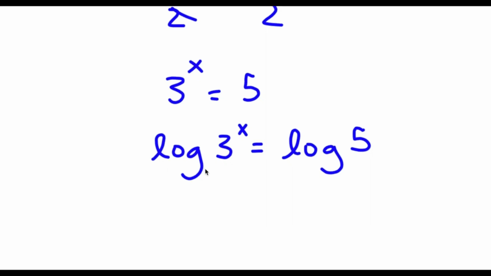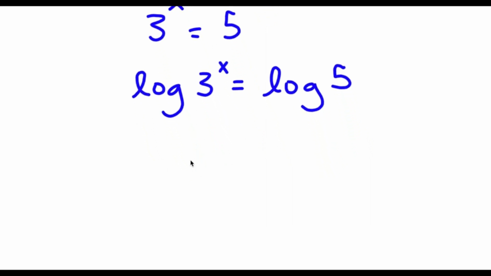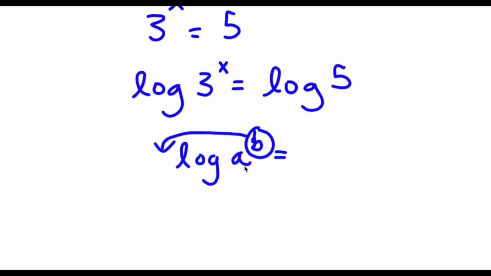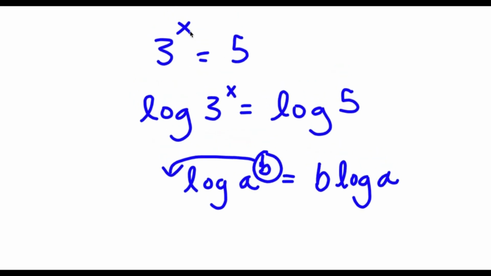Now, an important property of logarithms is that if I have something in the form log a to the power of b, I can actually move this exponent b to the front of the logarithm. So this would equal b times log a. And what's so important about this property is that right now, as you see, x here, this is an exponent.